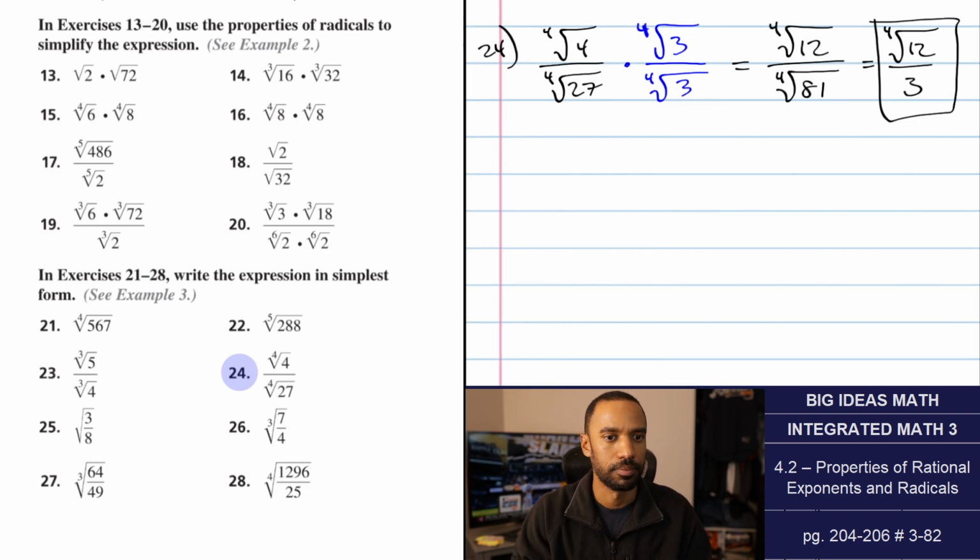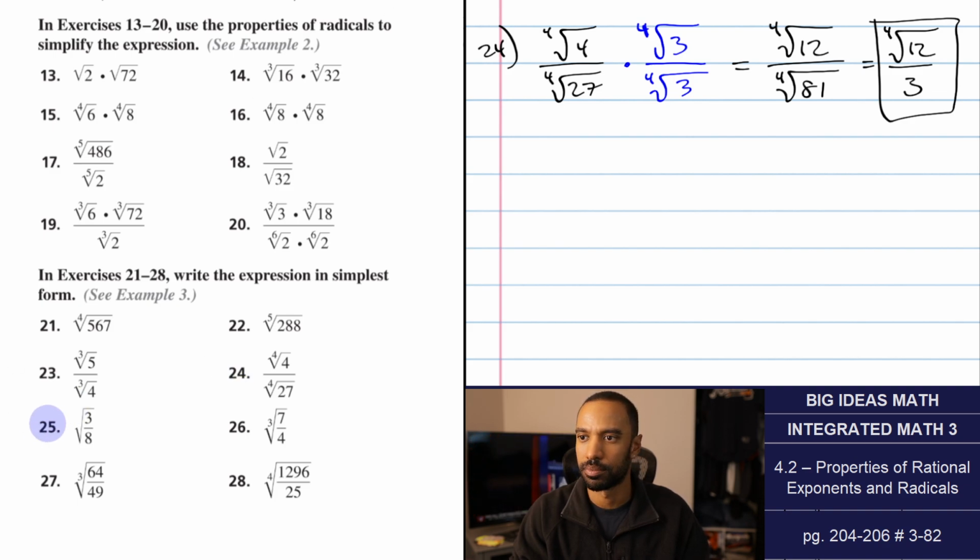Number 25, we have the square root of 3/8.